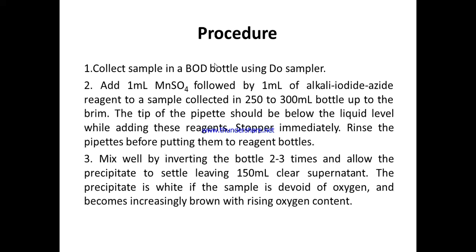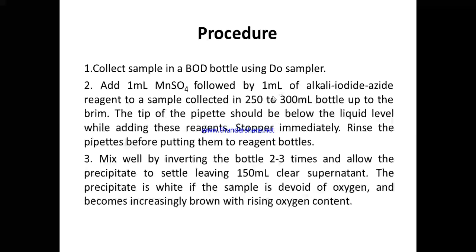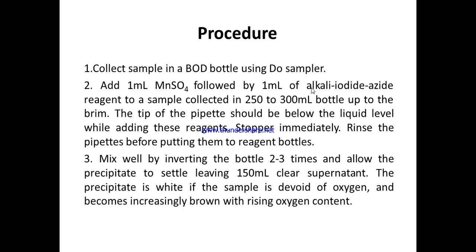So what will be the dilution ratio? It will be simply volume of diluted sample by volume of undiluted sample. Volume of diluted sample 300 है, undiluted sample का volume 50 है. So 300 divided by 50, that means 6. Dilution ratio is 6. Then in the 300 milliliter diluted sample we add 1 milliliter MnSO4 and 1 milliliter of alkali iodide azide.